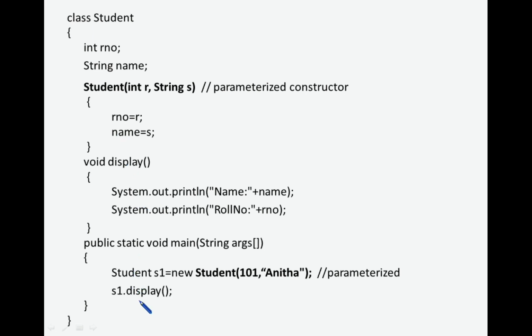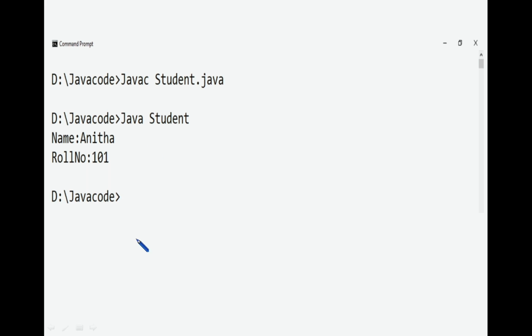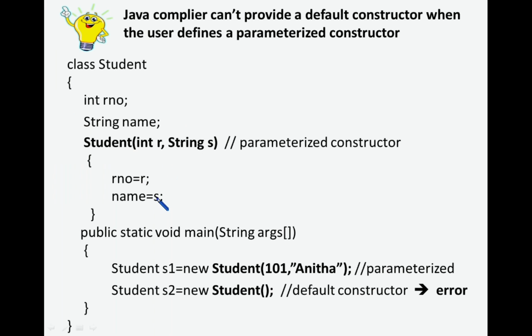s1.display. See this output. First we are compiling the student.java, which creates student.class file. Now we are interpreting this student class. Now what will be the output? Yes, it simply displays the value which is stored in these two variables. So one more question. Here we are not specifying the default constructor. We are giving only a parameterized constructor here.